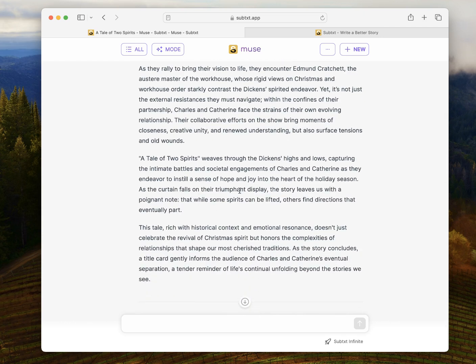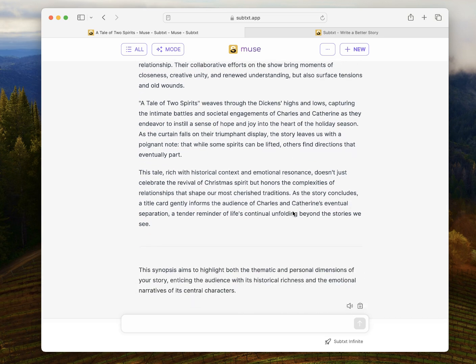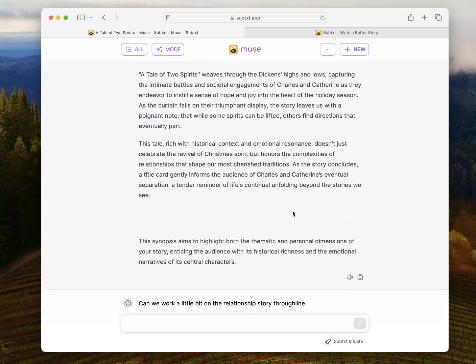As the curtain falls on their triumphant display, the story leaves us with a poignant note that while some spirits can be lifted, others find directions that eventually part, which I just thought was beautiful. Now, even just this, I could take this and then go and write my story and do whatever it is that I wanted to do. But I loved how that went.